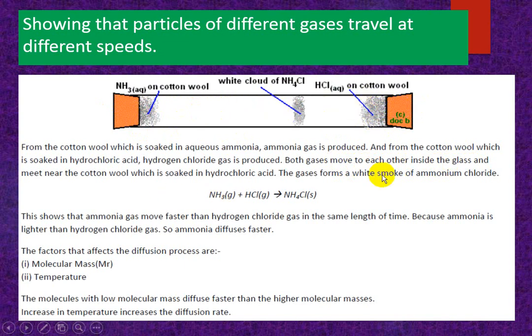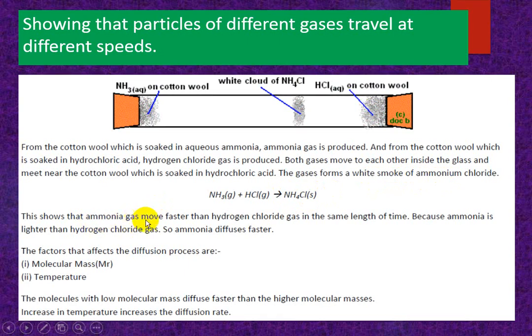Both gases move toward each other inside the glass tube and meet near the cotton wool soaked in hydrochloric acid. They meet here and form ammonium chloride. The distance is lower here, higher there. So ammonia gas and hydrogen chloride gas meet and form a solid, ammonium chloride. Its color is white smoke.